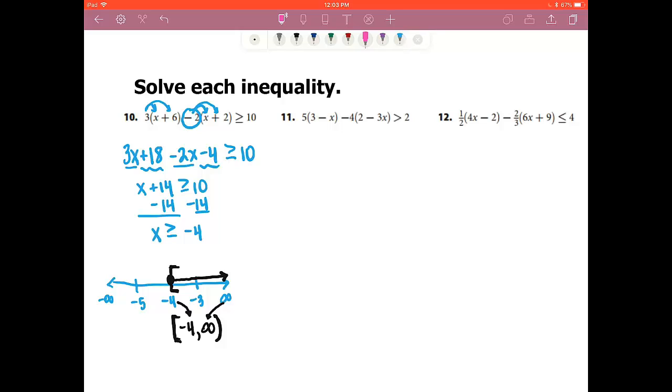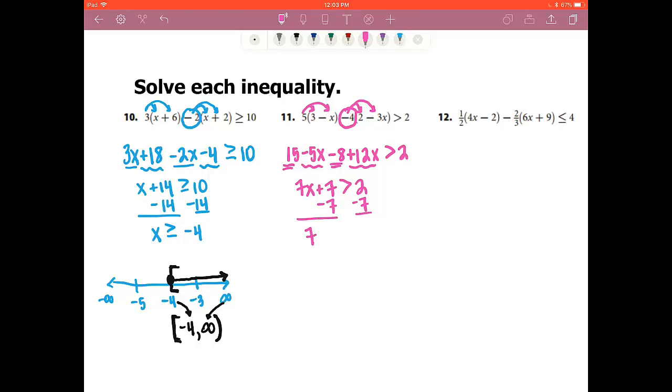Let's do the next. 5 times the quantity 3 minus x, minus 4 times the quantity 2 minus 3x, is greater than 2. We'll start by distributing the 5, giving us 15 minus 5x. Then we'll distribute -4: minus 8 plus 12x is greater than 2. -5x plus 12x is 7x. 15 minus 8 is +7.